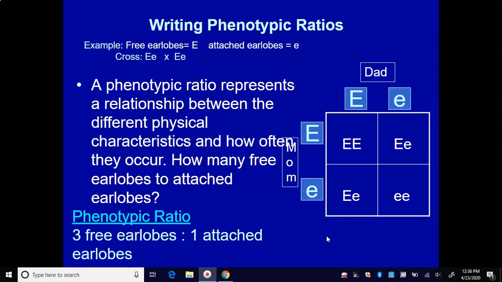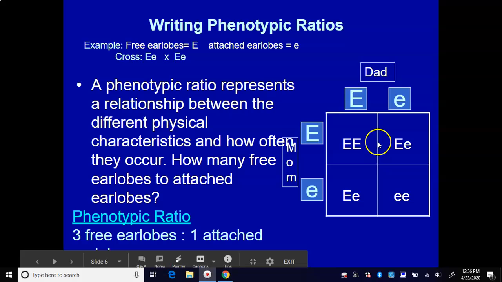So in this case, the phenotypic ratio would be 3 free earlobes. Remember, that's this one, capital E, and then the 2 heterozygous forms. These all represent somebody that would have free earlobes. And then the only one here would be the attached earlobes. So it would be 3 free earlobes to, with the ratio sign, 1 attached earlobes.